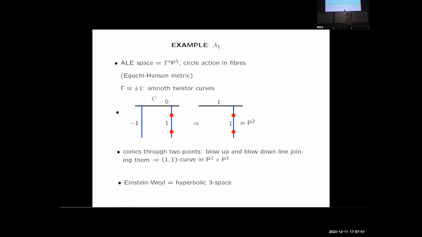So it's really blowing up 2 points on this configuration, but if you blow down the -1 curve, you get P2. And now we're looking at conics in P2, which intersect that line in 2 points. With the conics that pass through 2 points, you blow up and blow down, and see that there's going to be 1 curve, a P1.